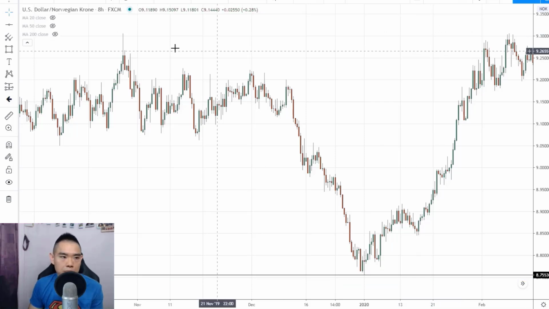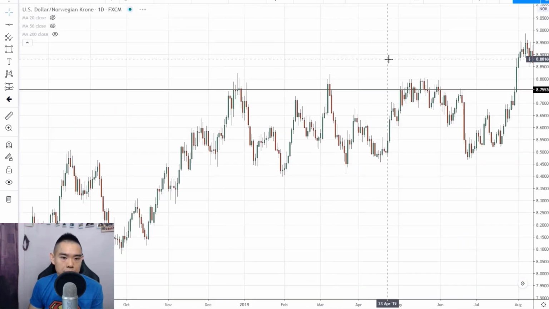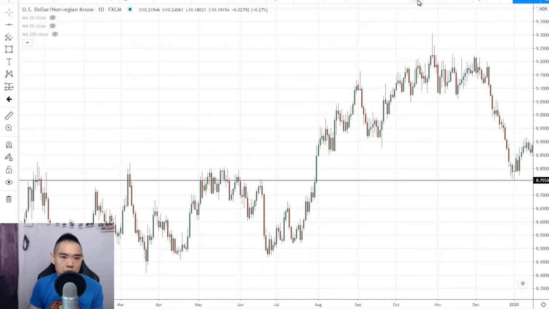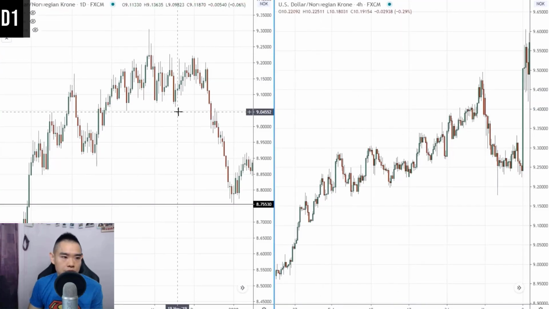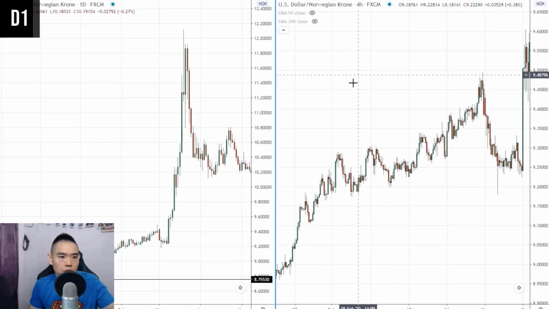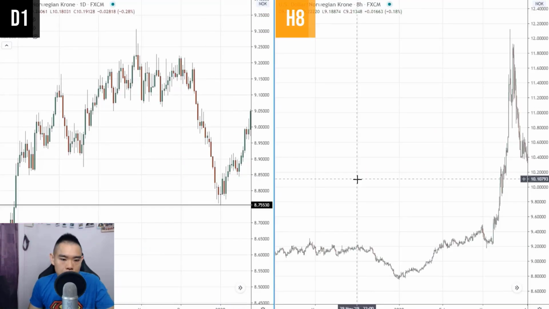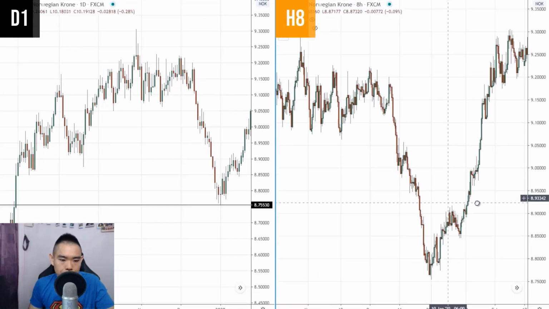Let me just split up the chart so you can see what I mean. Let me split the chart into two. Okay, so this is the daily time frame. This over here is the dollar Norwegian krone on the 4-hour time frame. I'm going to change this to 8. So you can see that on the 8-hour time frame, you're looking at this.